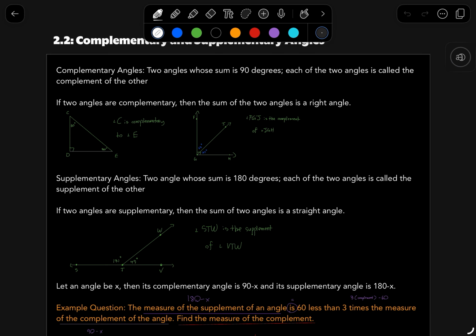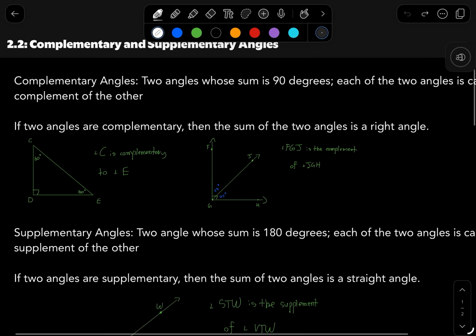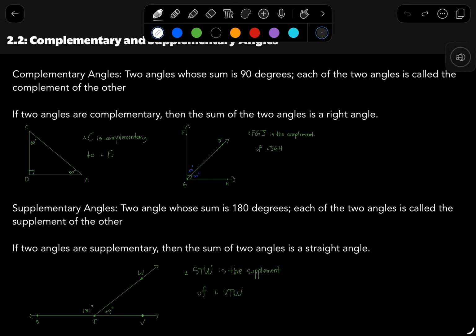So our main focus will be on complements and supplements, which we kind of covered in one of the first lessons, but this will be more specific. So complementary angles, pretty simple. It's just two angles that add up to 90 degrees. Essentially, you can also think of it as two angles that add up to a right angle. Each of the two angles themselves are called complements.